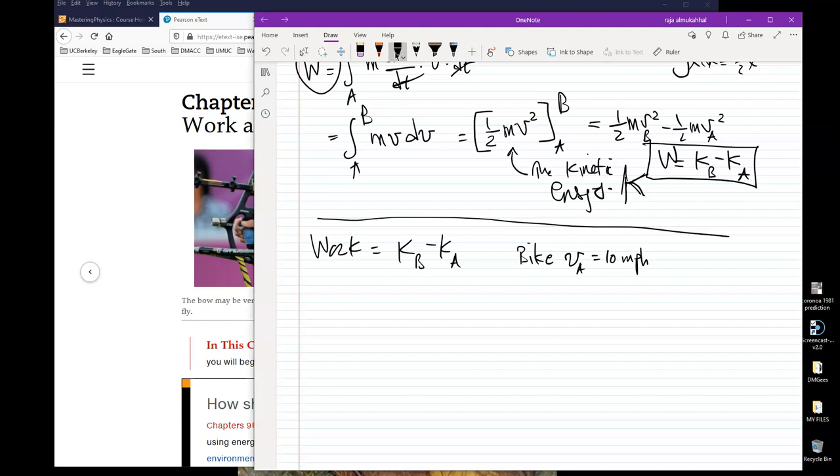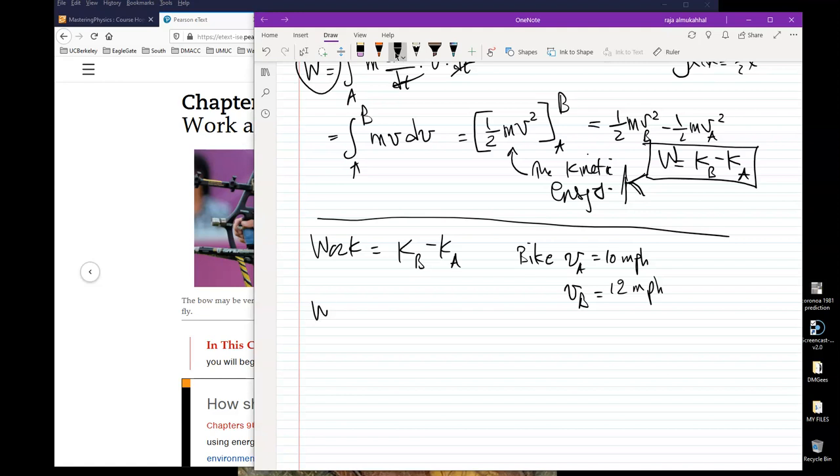All right, let's say now I want to go a little bit faster, so I start pedaling harder. What I'm doing here is work. Work is like exertion. So I'm pedaling even harder now, and now my speed is, let's call it V_b, 12 miles an hour. Now I'm going 12 miles an hour. So what I have done is work.